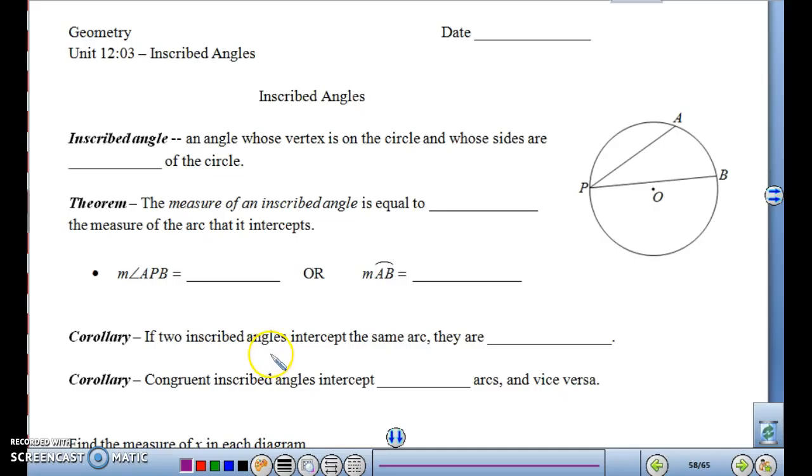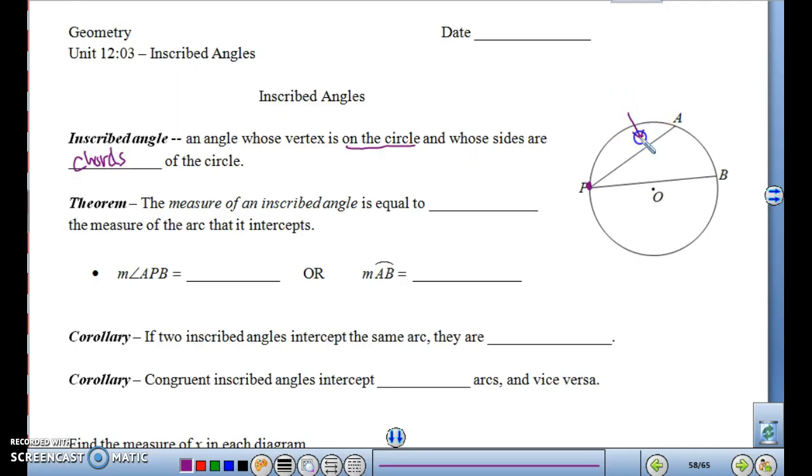This is Geometry Unit 12, Lesson 3 on inscribed angles. We have talked about central angles, and those are angles whose vertex is at the center of the circle. Now we're going to talk about inscribed angles. An inscribed angle is an angle whose vertex is on the circle, and whose sides, instead of being radii, are chords of the circle.